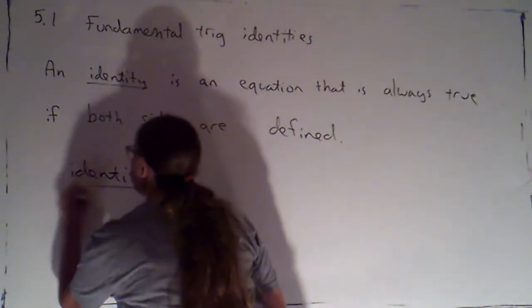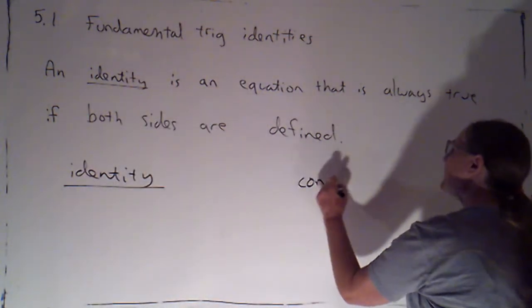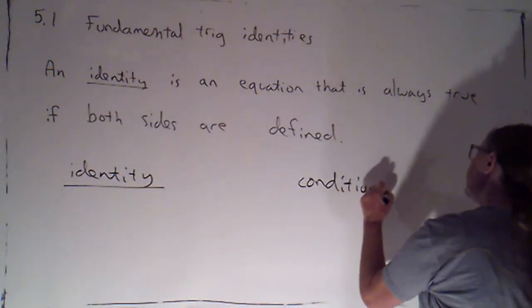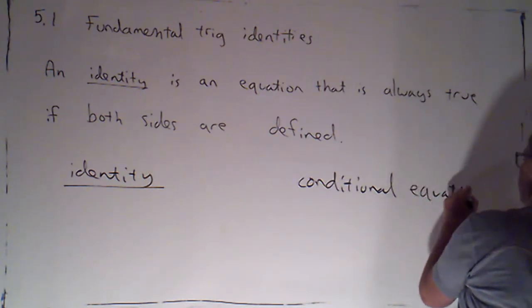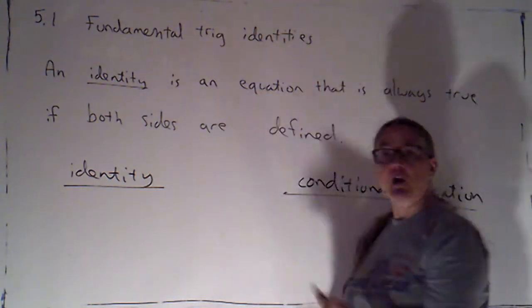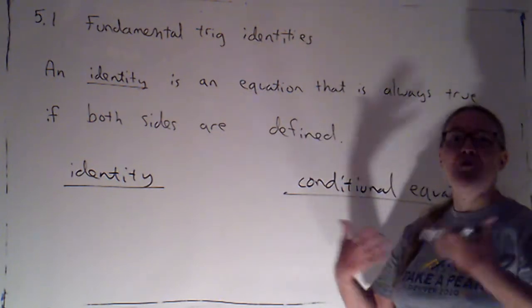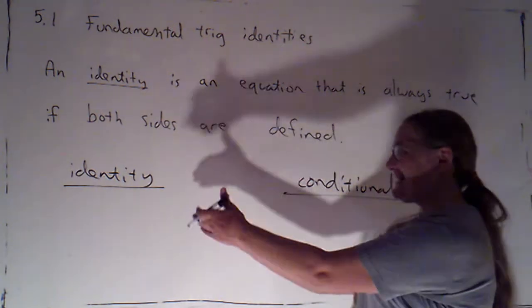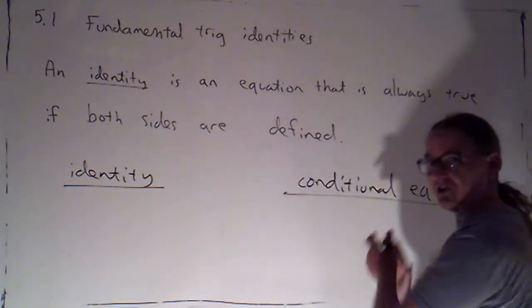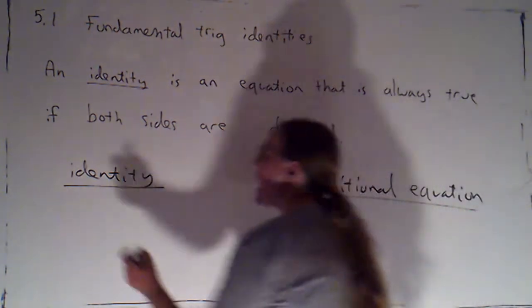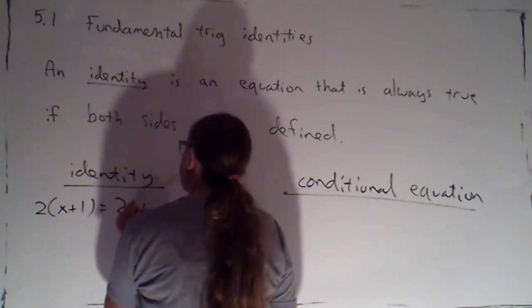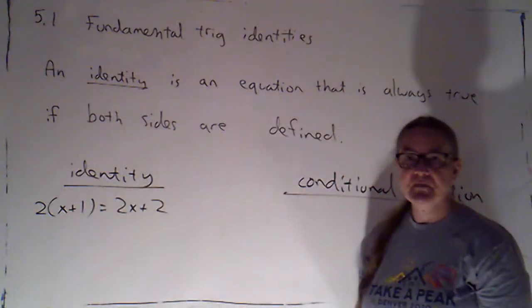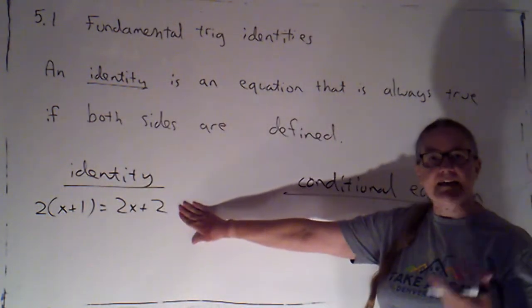So I'm going to list some identities, and then if we've got an equation that's not an identity, it's what we would call a conditional equation. I'm going to actually start with some that have nothing to do with trig, and then we'll move on to some trig identities and some trig conditional equations. Okay. If I have 2 times x plus 1 equals 2x plus 2, that's an example of an identity.